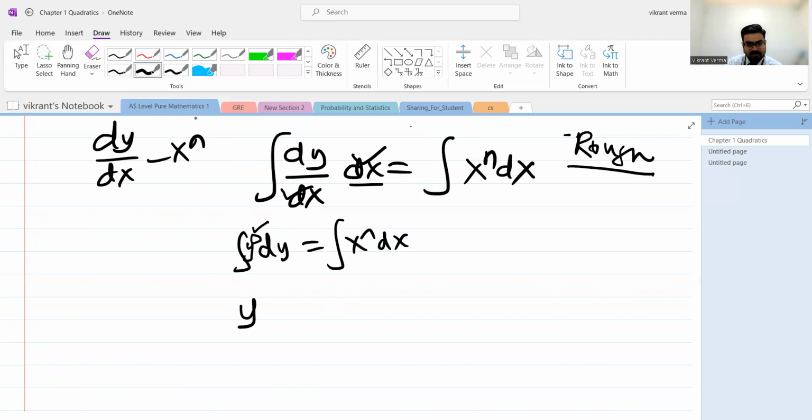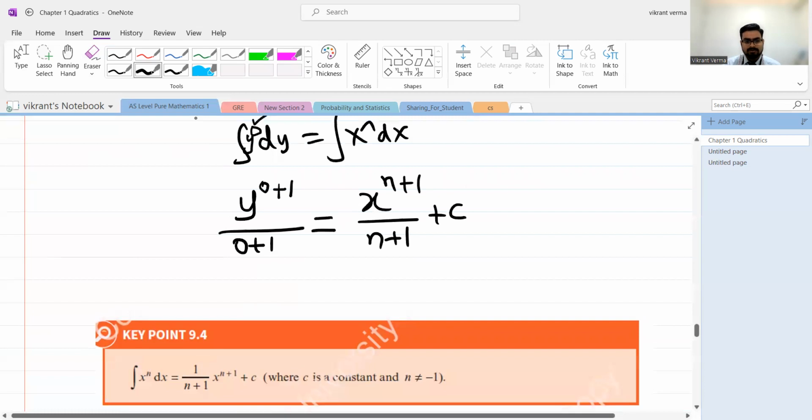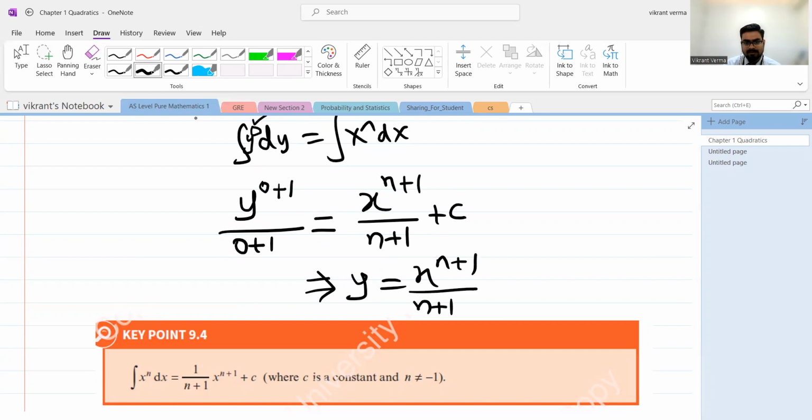So if I apply that formula here, it will be 0 plus 1 divided by 0 plus 1 is equal to, and I already explained that I can take the constant of integration from the left-hand side to the right-hand side. So it will become x raised to the power n plus 1 upon n plus 1 plus c. Okay, so this will imply that y is equal to x raised to the power n plus 1 upon n plus 1 plus c.